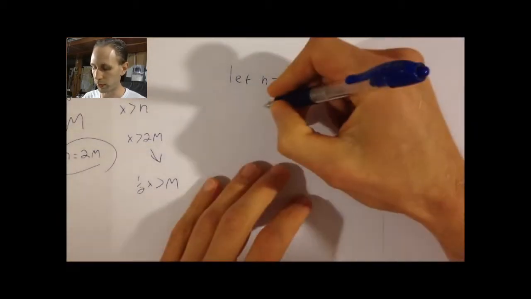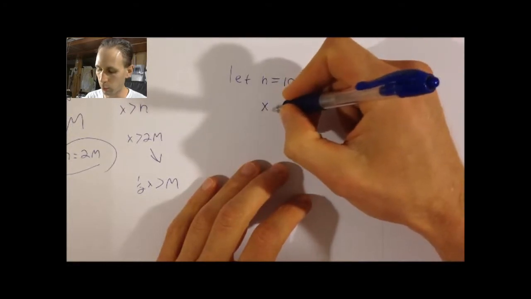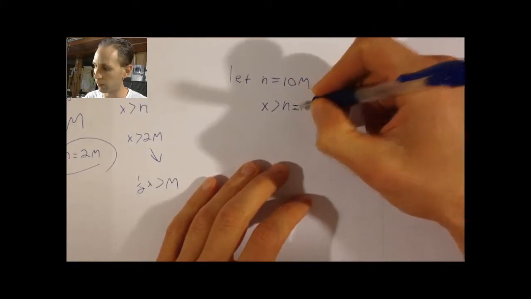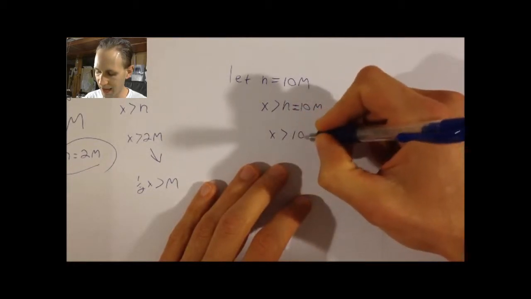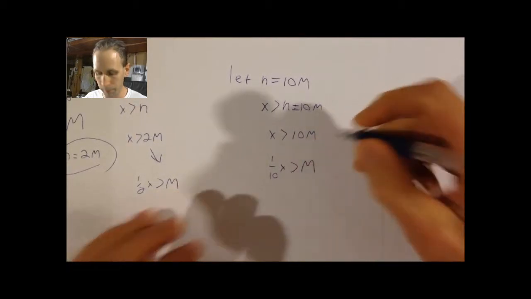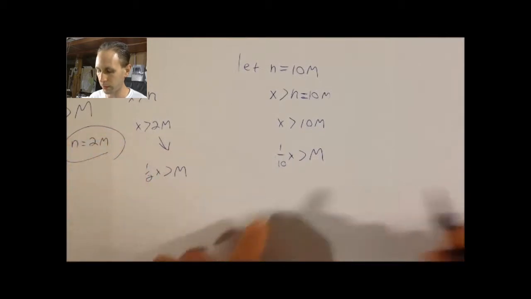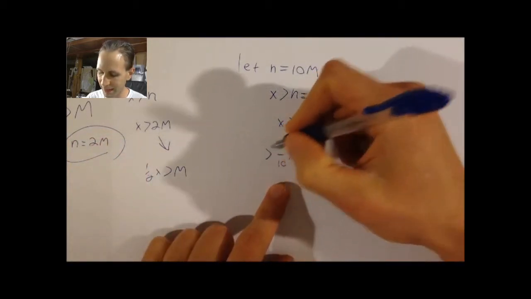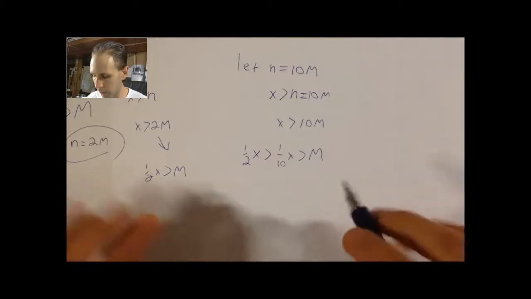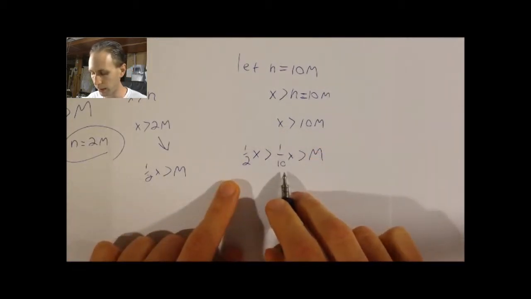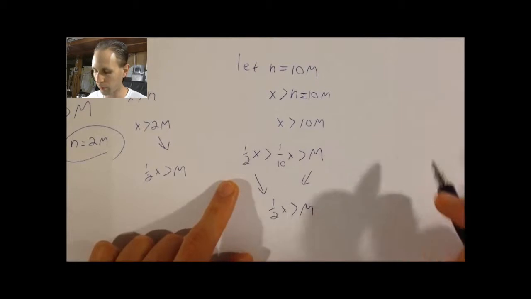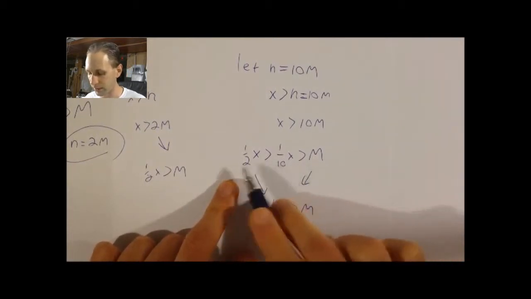So what you would want to do is say, okay, we're going to let x be greater than n, which is 10m. Then when you have x is greater than 10m, we could divide both sides by 10 and get 1/10 x is greater than m. And then, by transitivity, well, 1/10 x is less than 1/2 x, right? Because a tenth is less than a half. And so we could eliminate this middle part of the inequality, and it necessarily follows that 1/2 x must be greater than m, provided that 1/10 x is greater than m. Right? Like these imply each other.